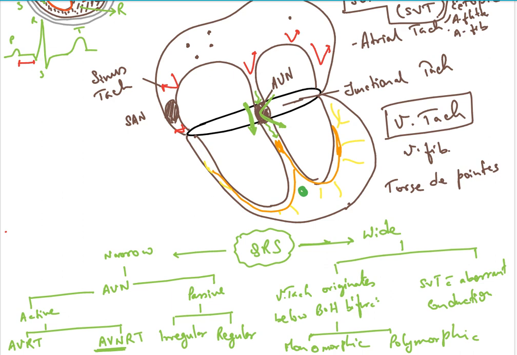Next is the passive type, that is AV node is passive. QRS complex is narrow but AV node is passive. Now if it is passive, there can be two further conditions, whether it is happening regularly or whether it is happening irregularly. Now comes up QRS complex wide. What do you mean by wide QRS complex then? Meaning of wide QRS complex?